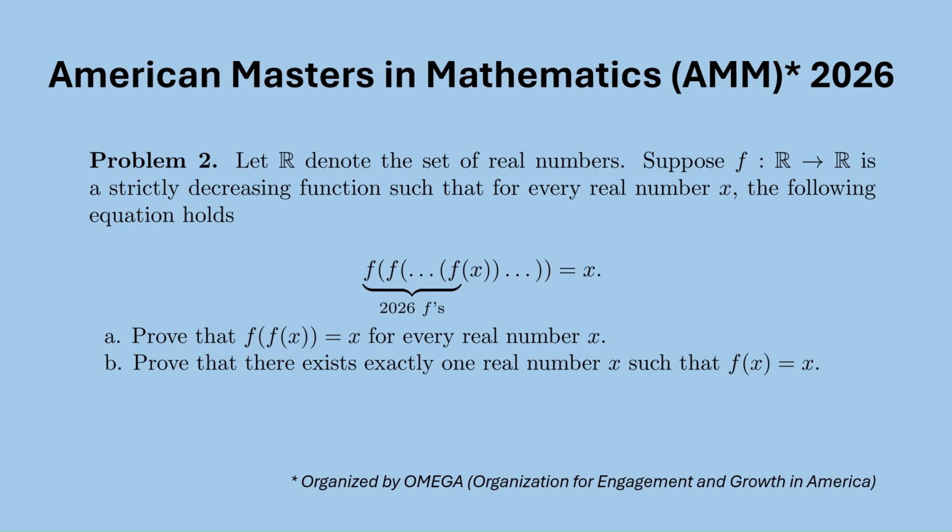Let R denote the set of real numbers. Suppose a real function f is strictly decreasing and 2026 compositions of the function is just equal to the identity function. Part A. Prove that f of x equals x for every real number x. Part B. Prove that there exists exactly one real number x such that f of x equals x.